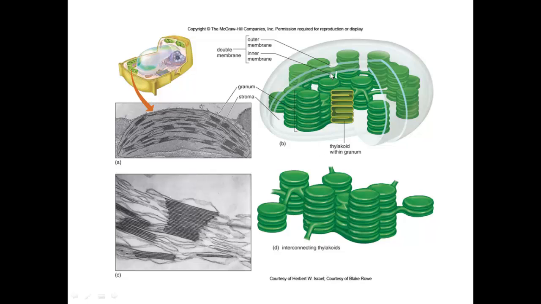Alright, so this is what it looks like. You have a thylakoid, them all stacked together make a granum. Those grana all combined are found within the chloroplast.